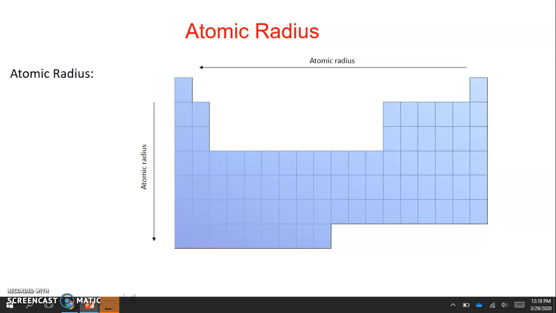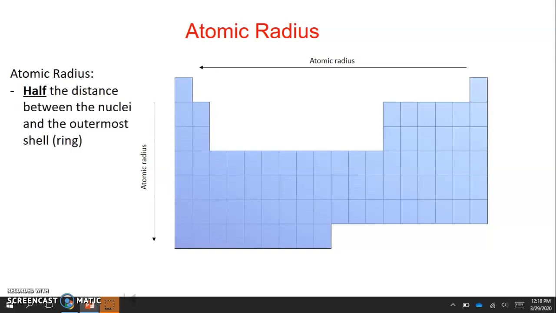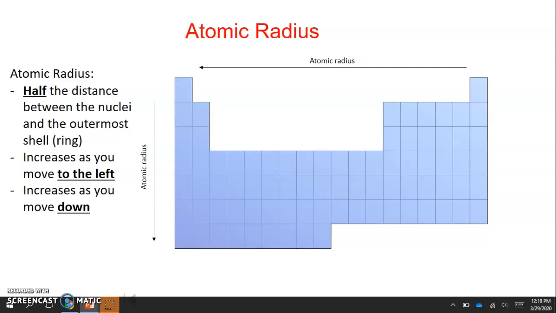So what is your atomic radius? This is just half the distance between the nuclei and the outermost shell, or your ring. Okay. As you move to the left, your atomic radius increases. So those elements that are on the more left-hand side of the table are going to have a larger atomic radius. It also increases as you move down. So those elements that are more to the left and then further down on your periodic table are going to have a larger atomic radius.